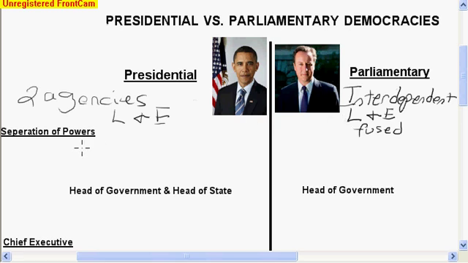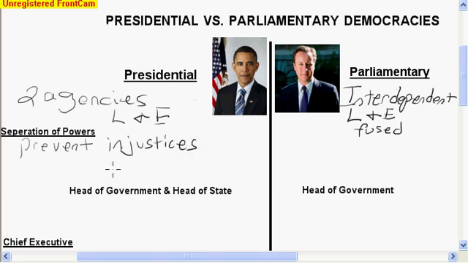Moving back to the presidential side, we have the separation of powers. This is unique to the presidential democracy. We do not see a separation of powers between the legislative and executive branches on the parliamentary side. Now, the American founding fathers were very particular about having this piece in our democracy in the United States, pretty much because they really wanted to prevent injustices from occurring.